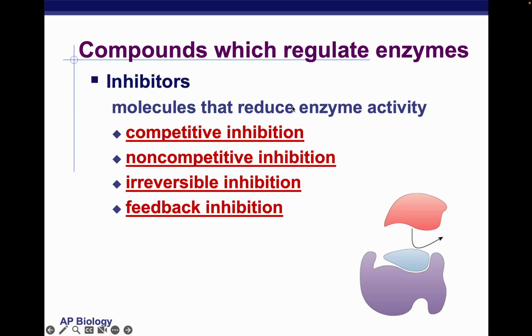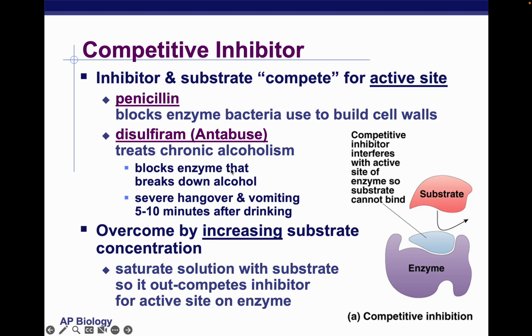Inhibitors. Molecules can reduce enzyme activity. These are the four main types, which I think we'll go over. So a competitive inhibitor will bind to the active site, which just blocks out the substrate. So the substrate can't go anywhere now because a competitive inhibitor is attached to the enzyme. Examples: penicillin blocks bacterial enzymes. Penicillin is a common antibiotic used for strep throat. Disulfiram treats chronic alcoholism and is also a competitive inhibitor.